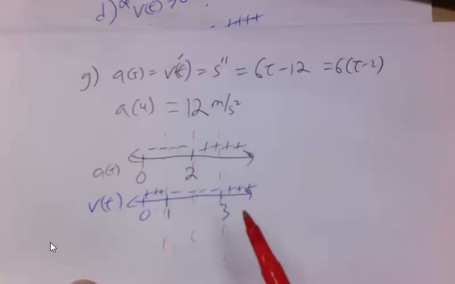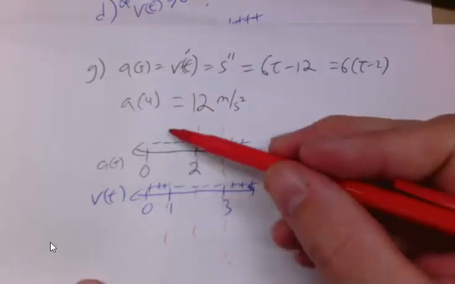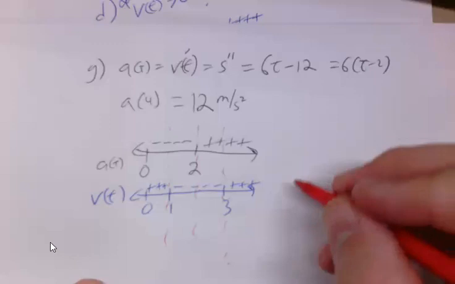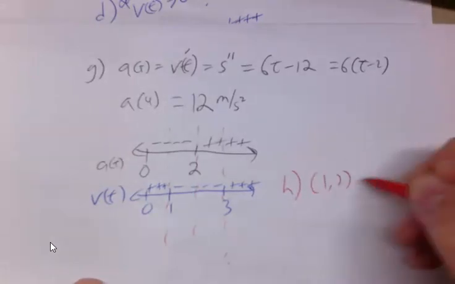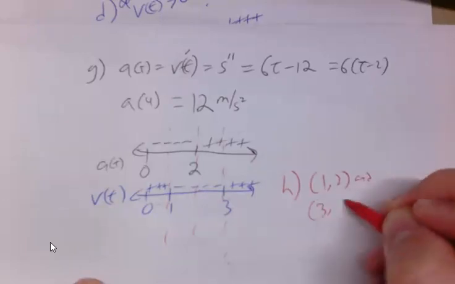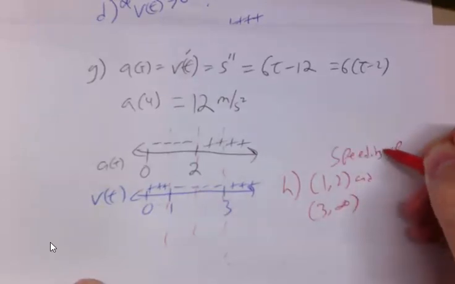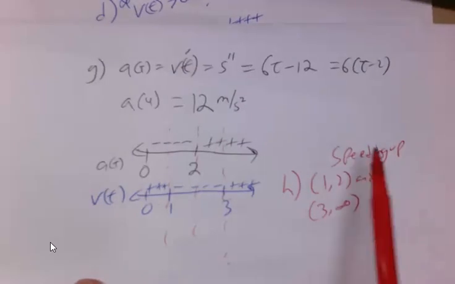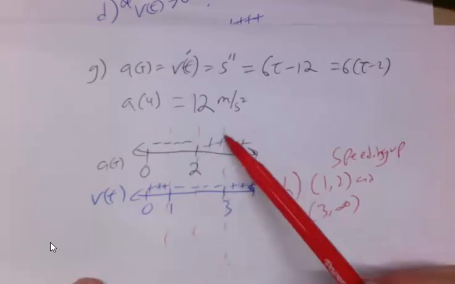In order to answer the question of when the particle is speeding up, I'm looking for when they're the same. So they're the same between 1 and 2. So this is part H, I guess. So between 1 and 2 and 3 and beyond, speeding up. So again, the particle is speeding up when the velocity and acceleration have the same sign. In this case, they're both negative here, and here they're both positive.